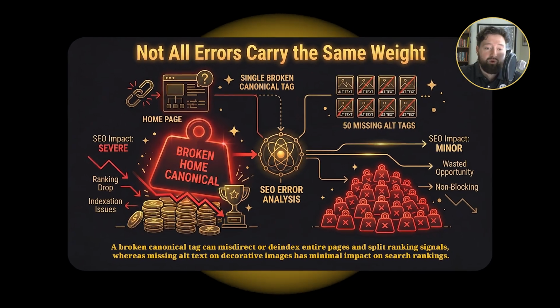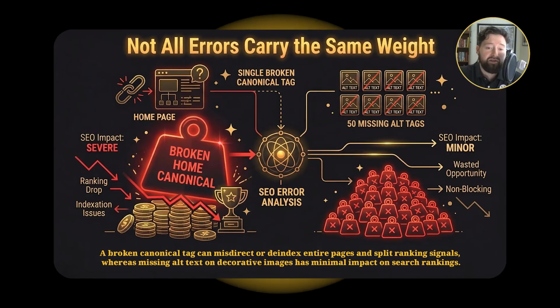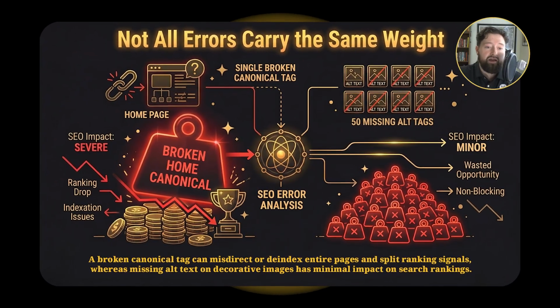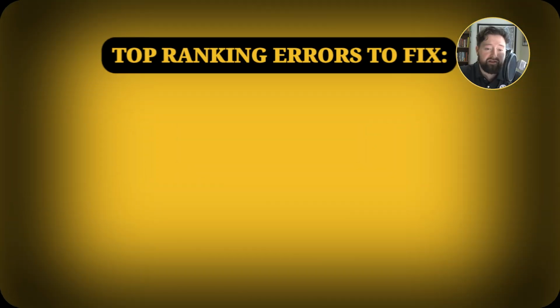Here's what most people get wrong. They see a high error count, maybe 150 errors, and they panic. But not all errors carry the same weight. A broken canonical tag on your homepage is more damaging to your SEO than 50 missing alt tags on decorative images. Impact is what matters, not volume. I'm going to show you what I call the red flags. These are the errors that I have seen have the biggest impact on rankings when they get fixed.